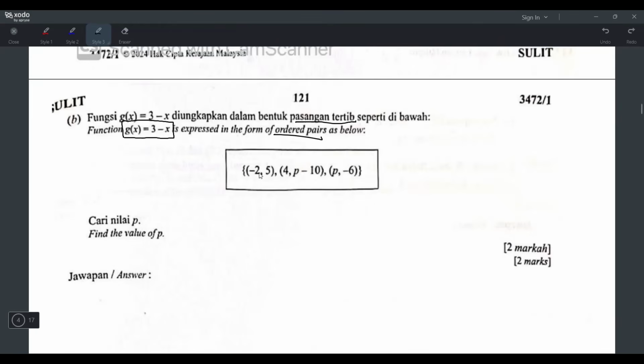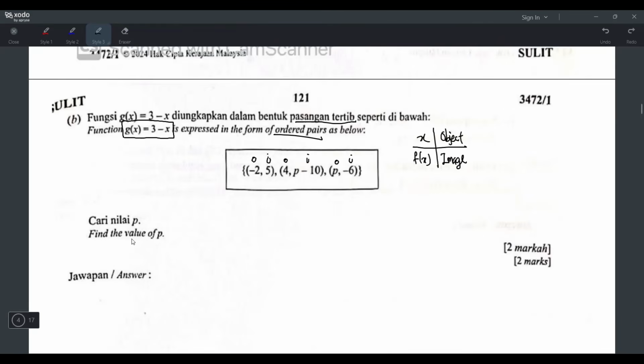So what you need to know is the x coordinate reveals the object. Yeah, that's the object. And then the y coordinate reveals the image. Maksudnya, the x coordinate is always the object, the y coordinate will always be the image. Okay, because you learned before, the x is the object, right? And then the f(x) is the image, okay? But sometimes it's not f(x), sometimes it's like g(x) or h(x) or k(x). Like for example, this question is g(x) lah, right? So all these 5, p minus 10, negative 6, these are all image, right?